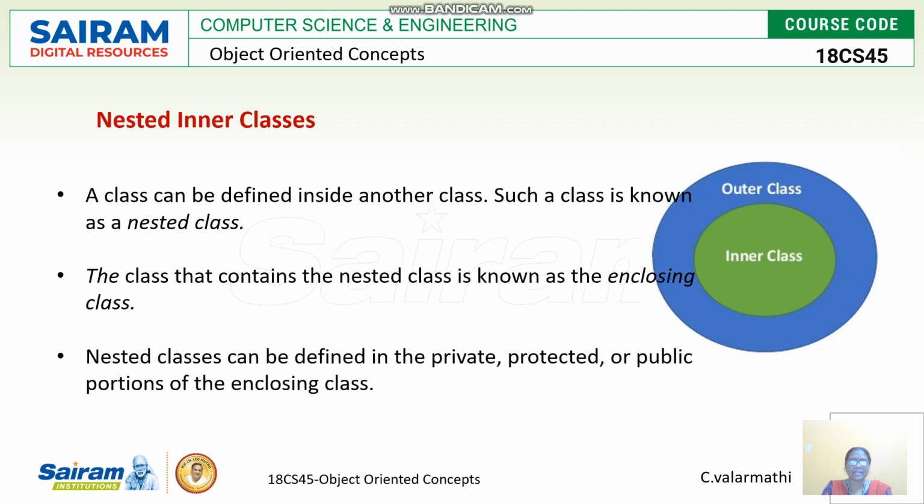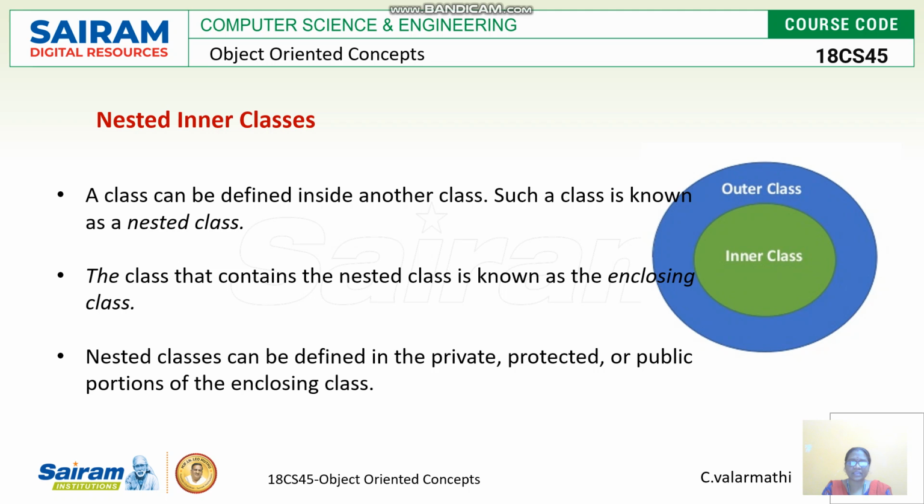Right? A class can be designed and defined inside another class. We know it. Such a class is called a nested class. This is the simple definition of this term. If a class contains a nested class, that class is called an enclosing class. According to the example shown on the right side, the outer class is called the enclosing class.